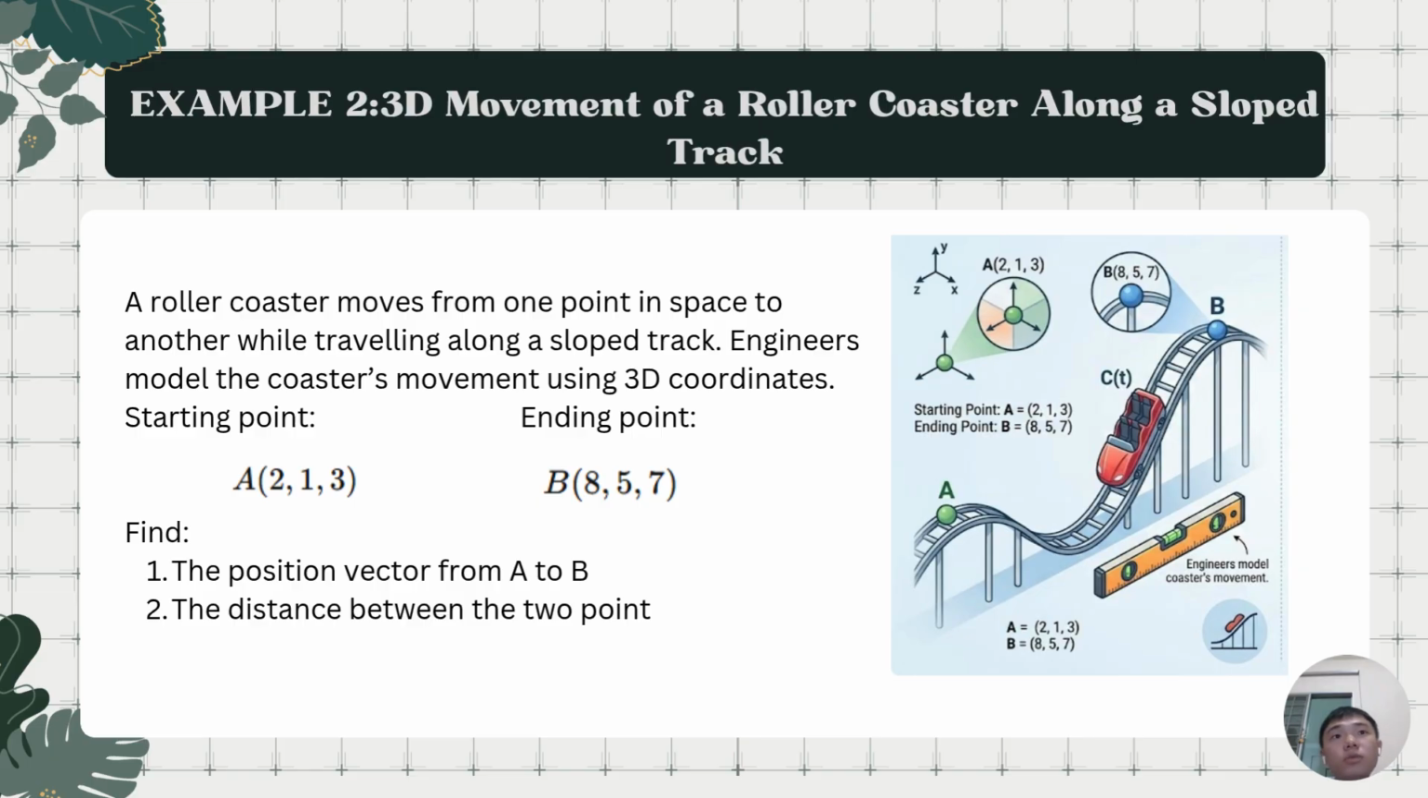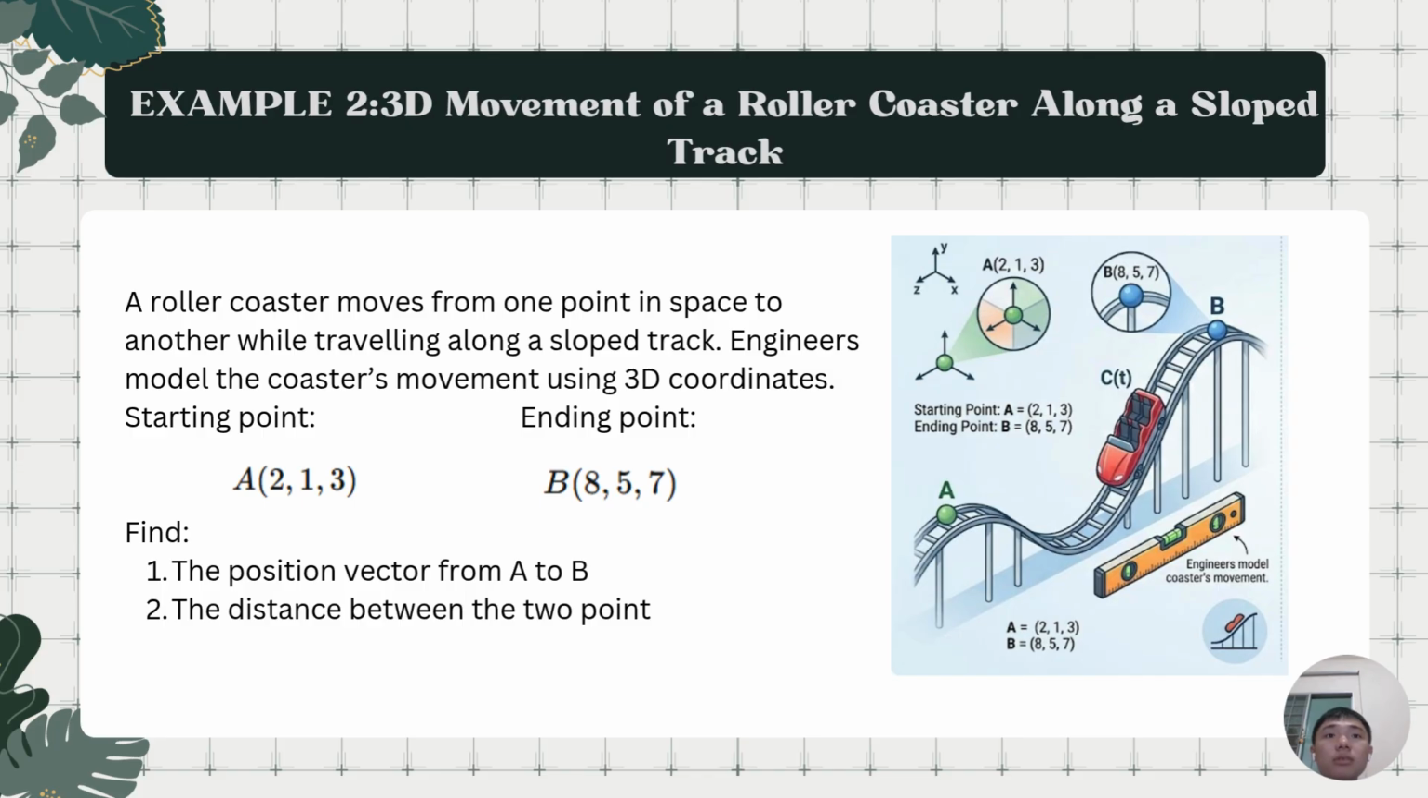Now, let us move to the second scenario. Unlike the first example, which only involved horizontal movement in two dimensions, this scenario involves motion in three-dimensional space. This is more realistic in roller coaster engineering because roller coasters are not limited to flat motion. They often move upward and downward as well, especially when the track includes slopes, drops, or rest sections.